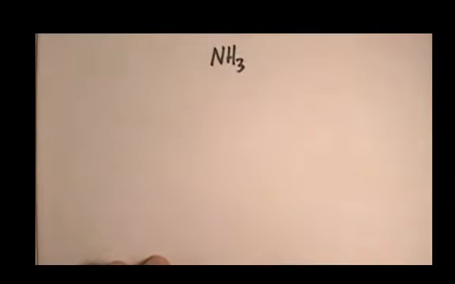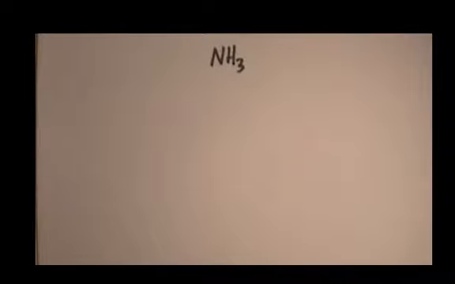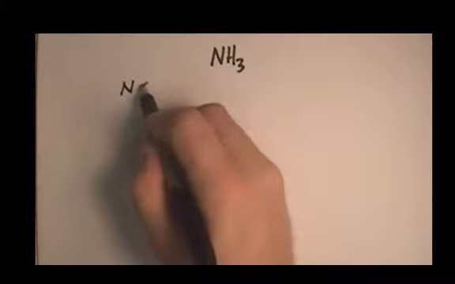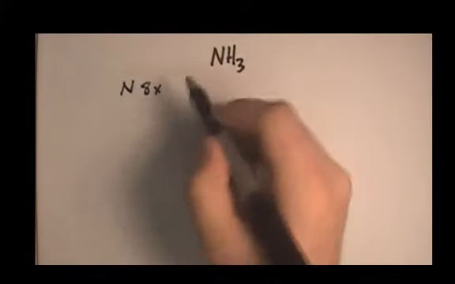In this first example, we're going to do ammonia. Ammonia is NH3 and is the basis behind the ammonium ion, which is NH4 with a +1. If we go through and do the calculations, we find out that nitrogen has 8 electrons as an octet because it's not one of the exceptions.